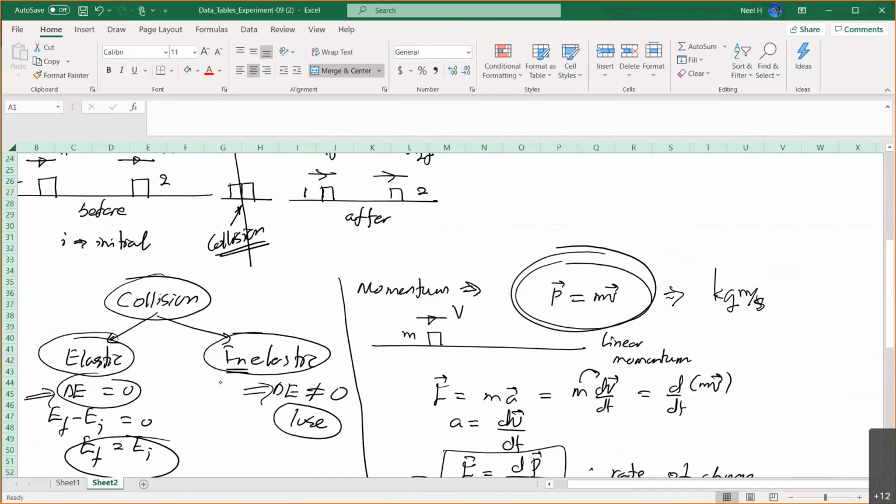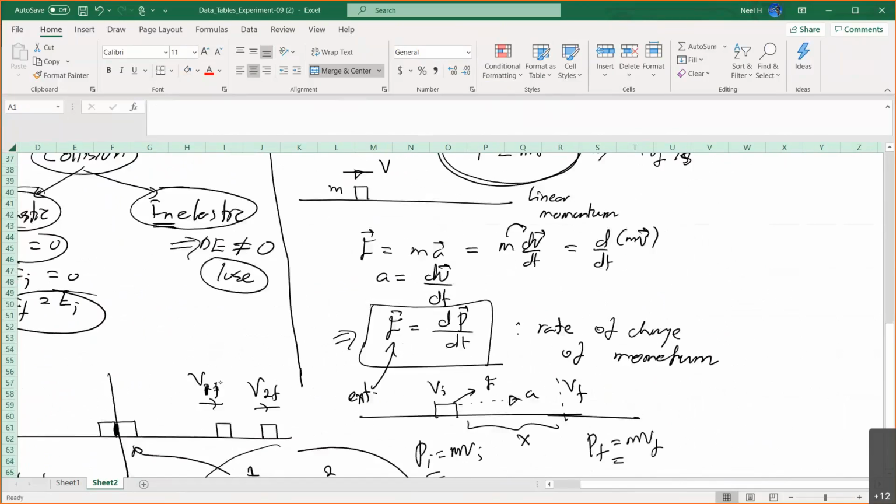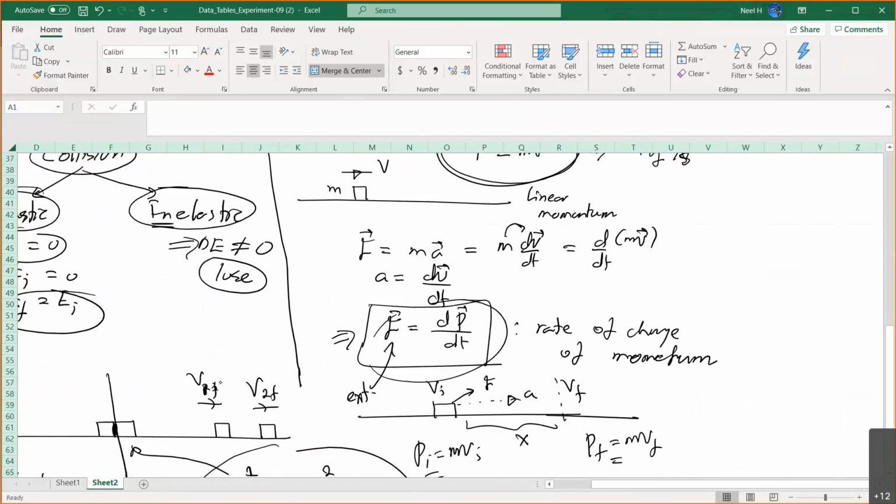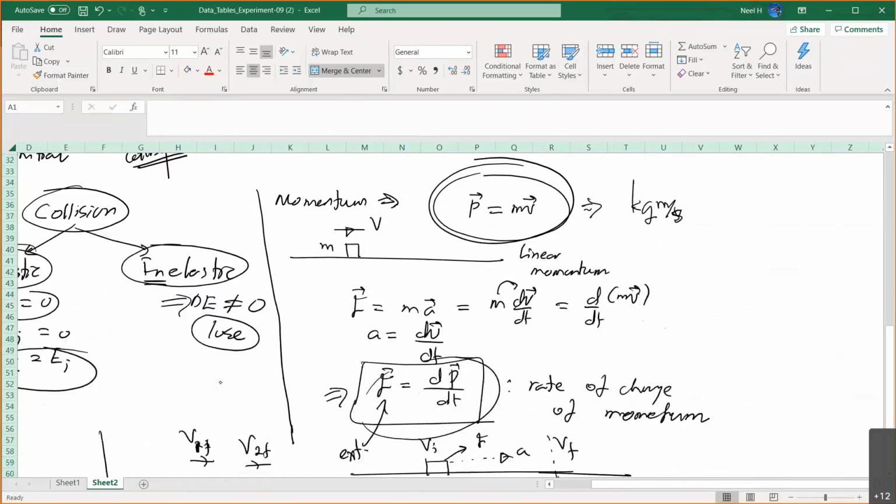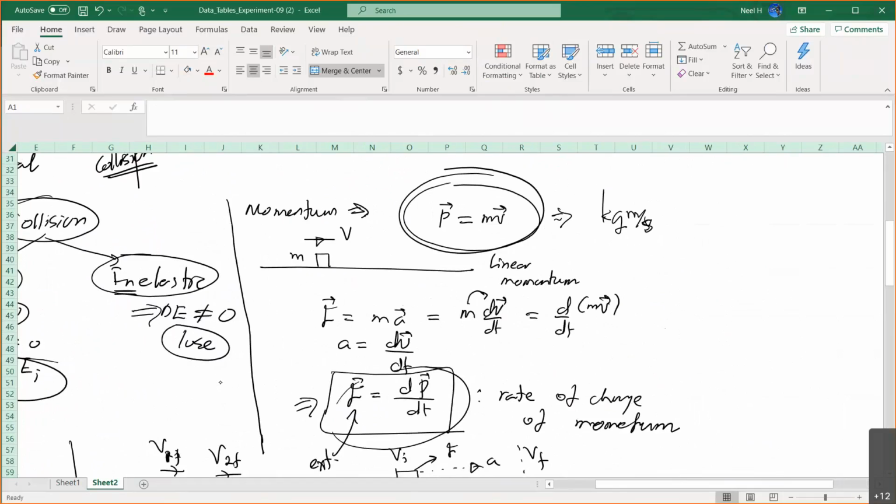However, it has another unit, right? Because if you go here, Newton's second law, but the momentum version. Now, Newton's second law has two versions, remember, okay?